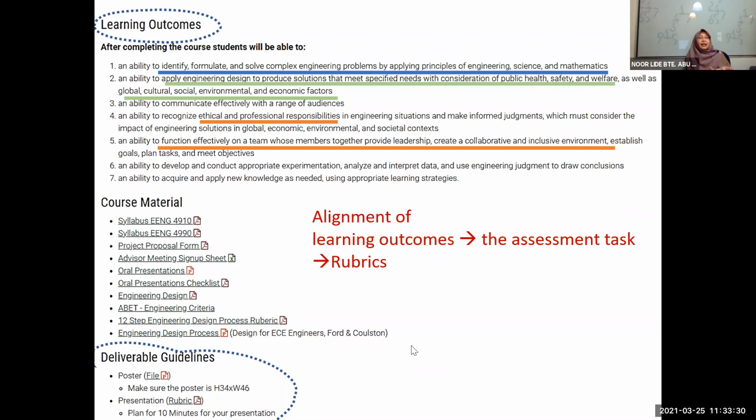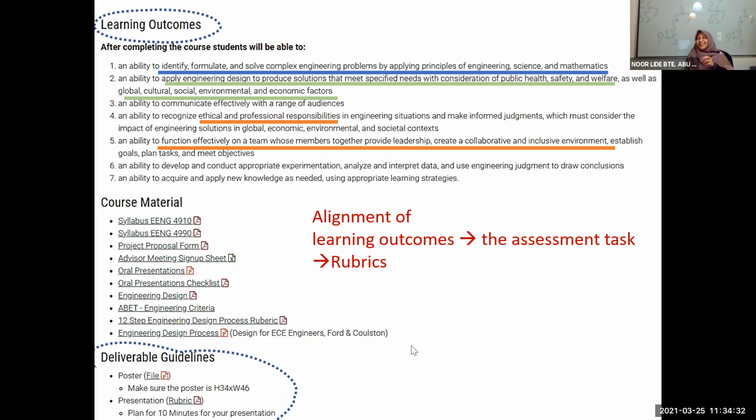Okay, and then you have function effectively on a team whose members together provide leadership, create a collaborative and inclusive environment. So it means that you must assess teamwork, and that teamwork will include leadership, collaboration, elements of collaborative work, and also inclusive environment. It means that you don't leave anyone behind, that everybody is included on the project, everybody has to participate. Okay, and number 6, to develop and conduct appropriate experimentation, analyze and interpret data. So you need to actually also make sure that these criteria are also in your scoring rubrics.